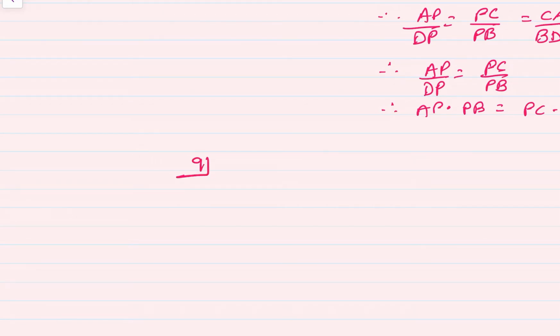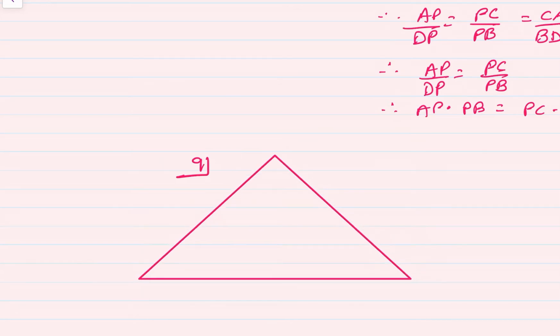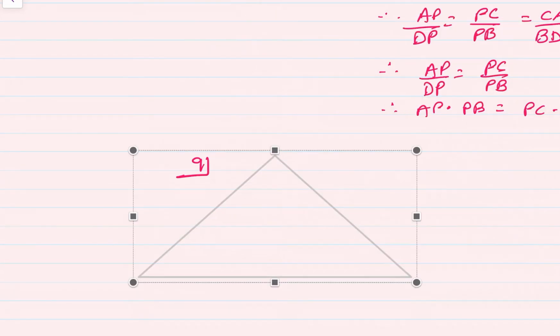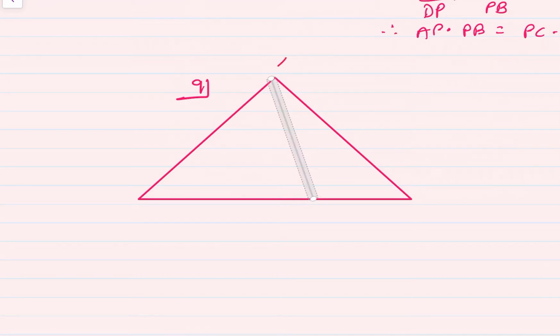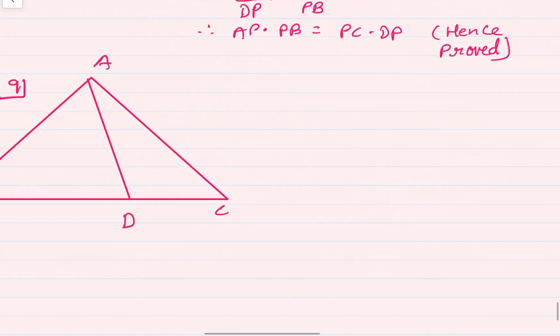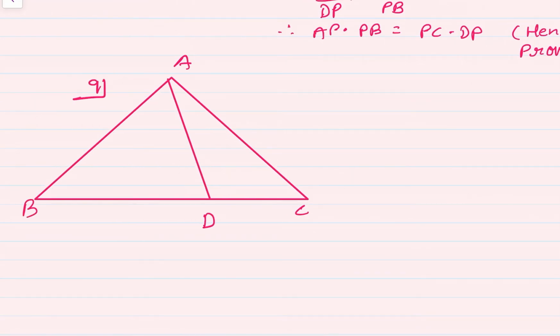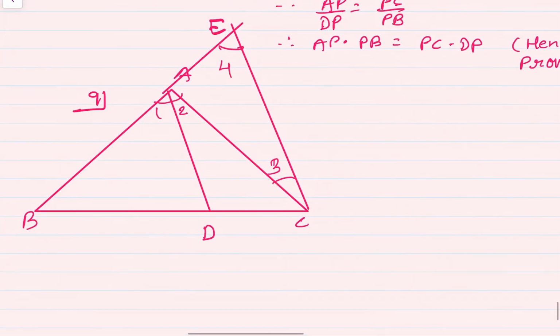In example 9, we have triangle ABC, so we label it as A, B, C and D. Now if we produce these sides such that AD and EC are parallel, and when we produce AB, it intersects at point E. Then this is angle 1 and angle 2. This is angle 3 and angle 4.